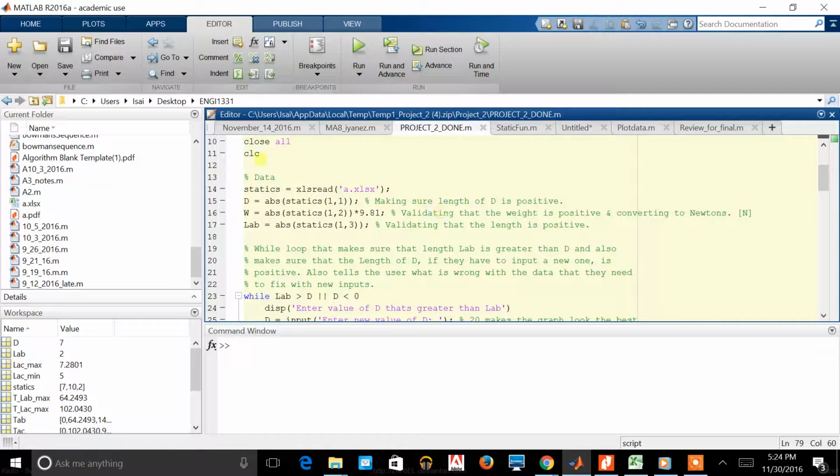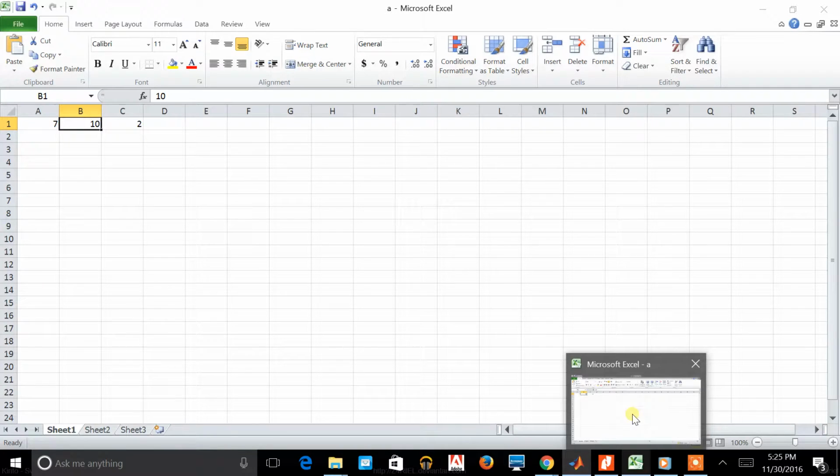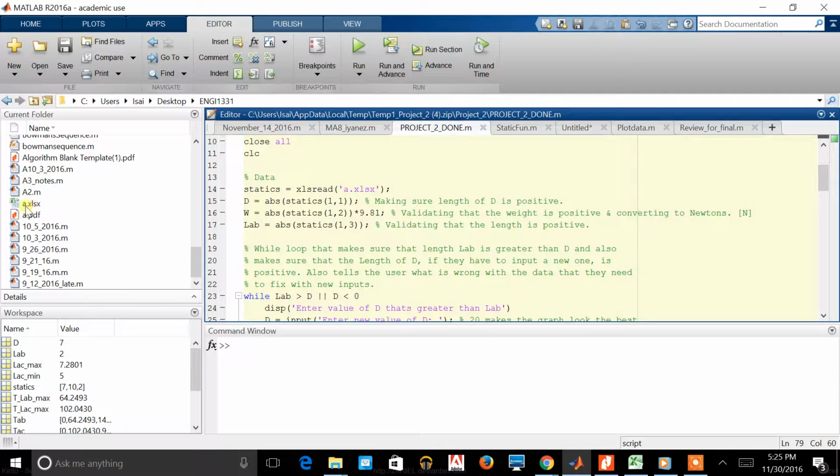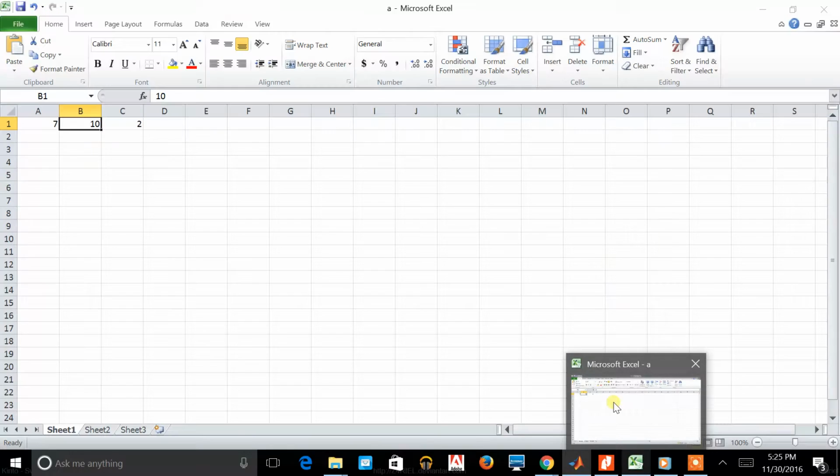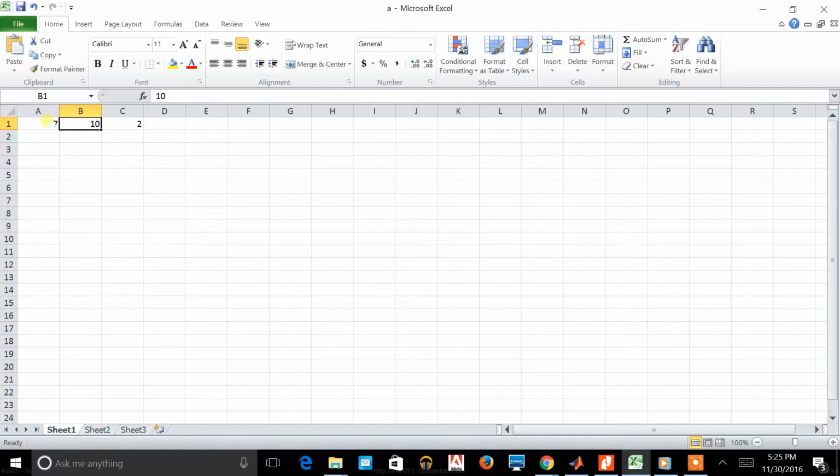So for statics here, we use xlsread. xlsread allows us to use Excel. So we name the Excel file A, and then all we do is type in the name of the file here, and then it allows us to use Excel to type in our inputs. So for our first column here, A1 represents D. B1 here represents W. And C1 here represents LAB.